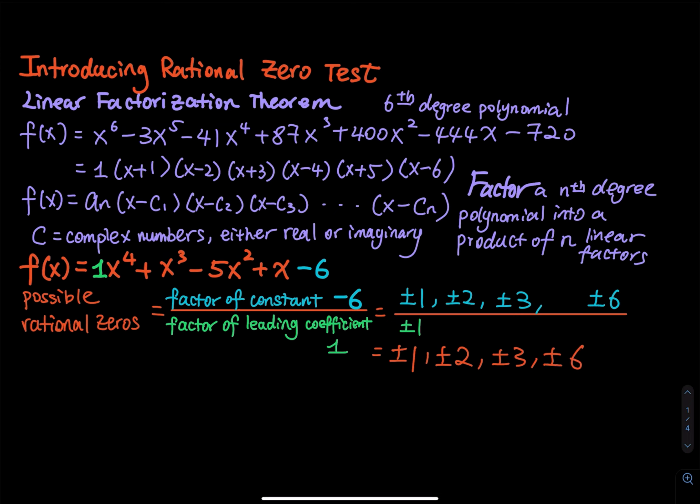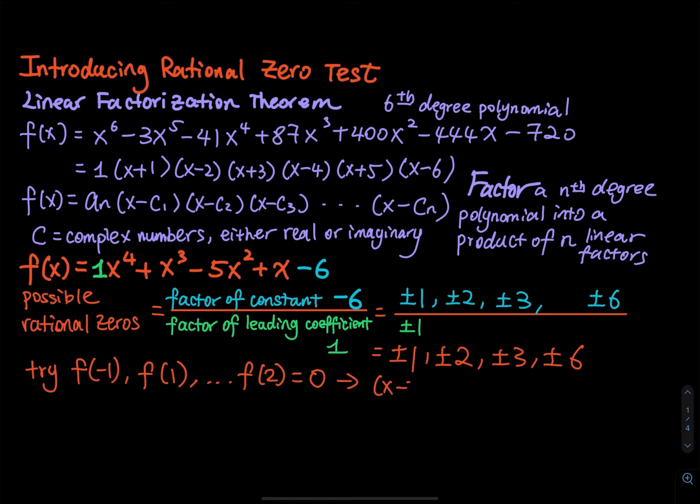So what does that mean? Why do we have to do this? So now we got this list. What that means is when you try this one by one, you are going to try f of -1 and then you will try f of 1. If you keep on going, how many numbers do we have? We have 8 numbers, right? Plus or minus 1, 2, 3, 6. So you are going to keep trying and then you will reach a number. In this case it is f of 2 that equals 0. So that proves that x minus 2 is one of the factors.